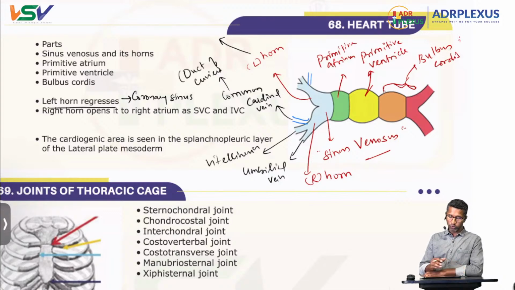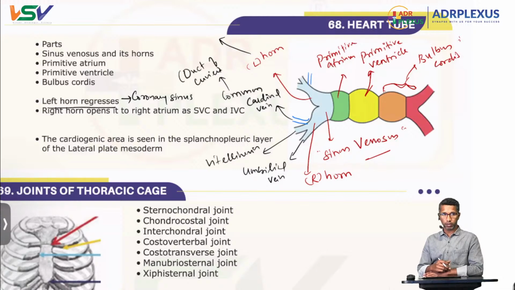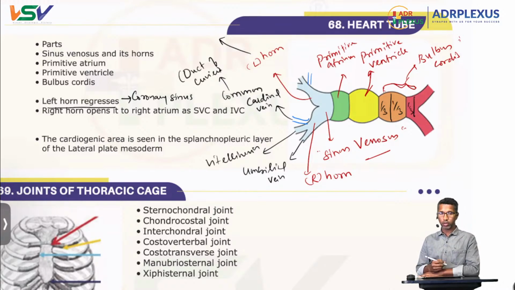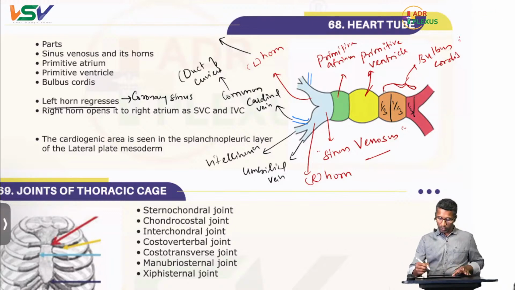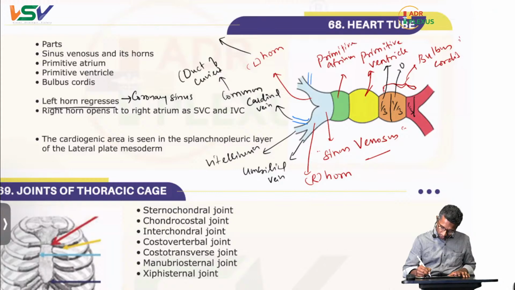When you look into the primitive atrium and primitive ventricle, they develop into the atrium proper and the ventricle proper. And the bulbous cordis is divided into three parts: the proximal one third, the middle one third, and the distal one third. What do they develop into? The proximal part of the bulbous cordis develops into the primitive ventricle, and the middle one third forms the outflow tract.